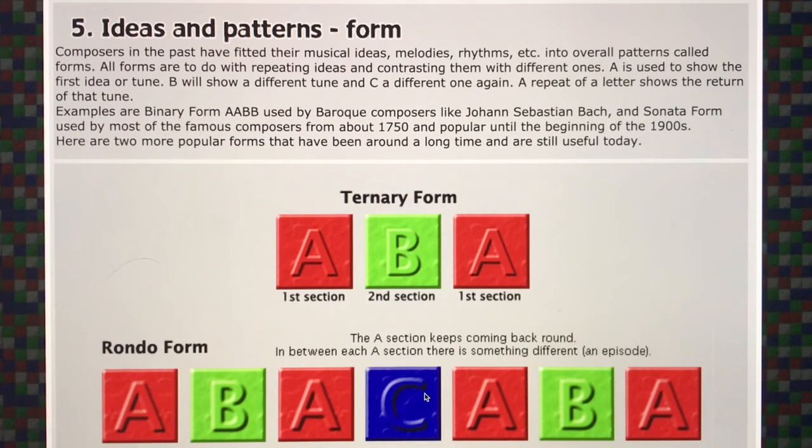A bit like the chorus and verses in a song. Another form is called rondo form. The A section keeps coming back round. In between each A section there is something different, an episode. So you get A, then you get something different, then you get a repeat of A, and then something else different, C, and so on.